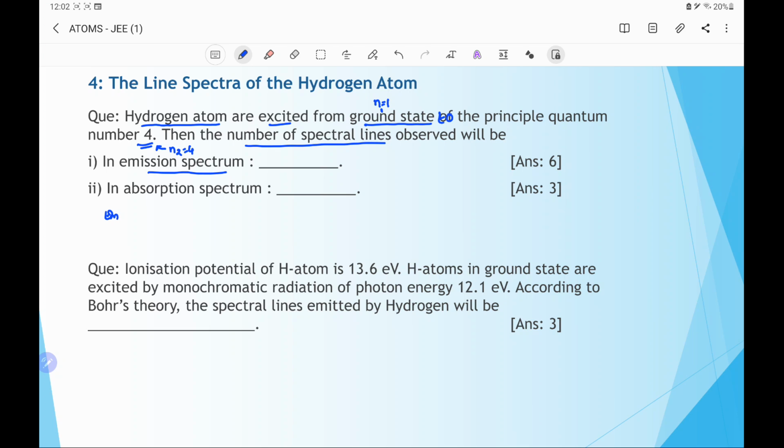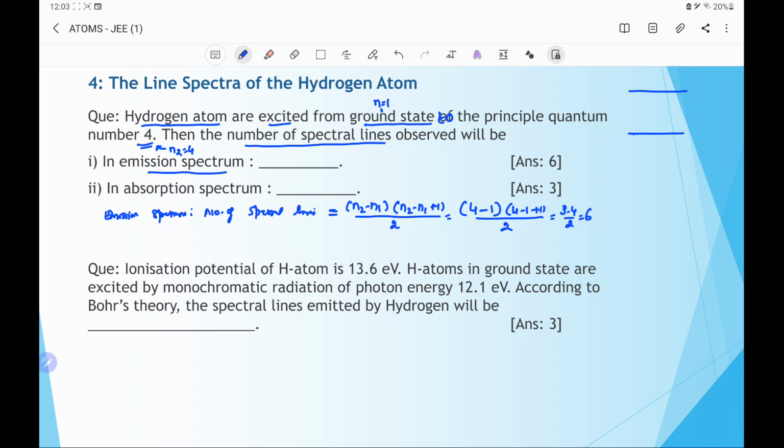In emission spectrum, the number of spectral lines will be equal to, and we have to remember this formula, (n2 minus n1) into (n2 minus n1 plus 1) divided by 2. So if we put the higher energy state n2 as 4 and the ground state as 1, it is (4 minus 1)(4 minus 1 plus 1) by 2, so it will be equal to 3 into 4 by 2, and it is equal to 6. So we will have 6 spectral lines.